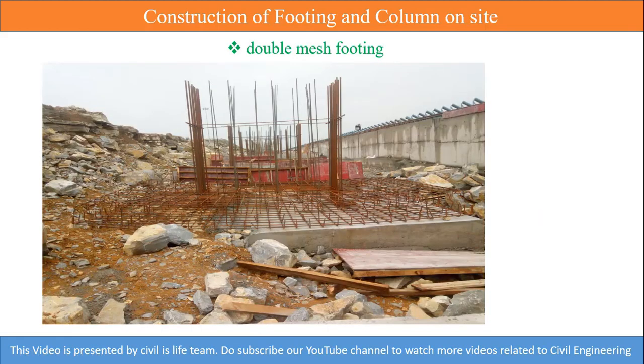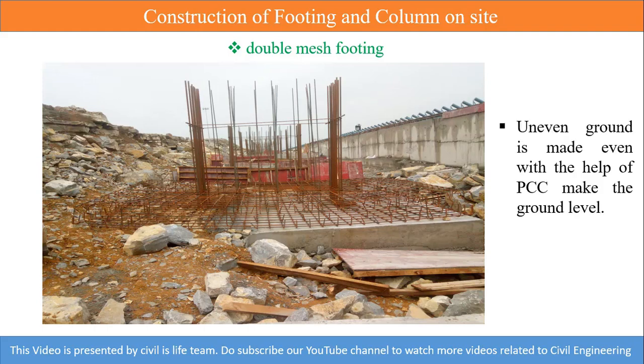So the ground may be hard or soft. Our main aim is to make the ground level. So after making the ground level, they put the bottom bars as well as top bars, and in between them chairs are inserted so that they will be at their specified heights. They will not get deflected whenever we pour the concrete. So here it is written, uneven ground is made even with the help of PCC.